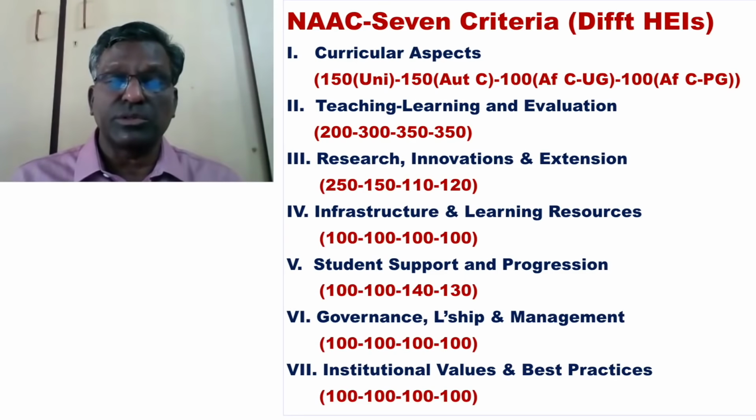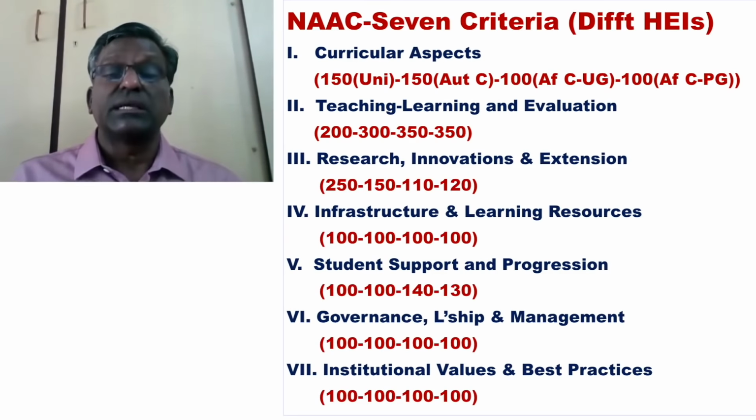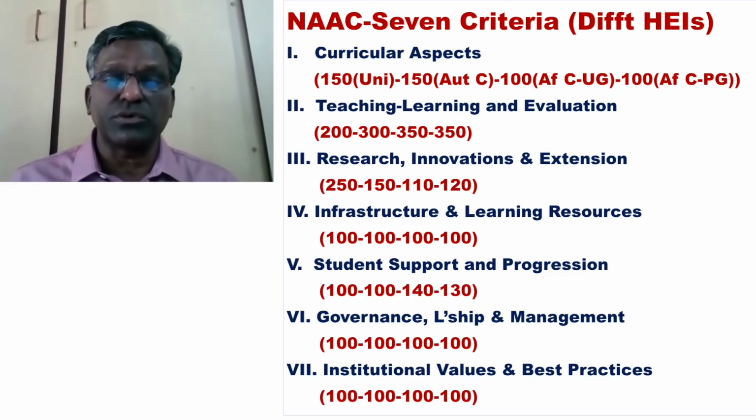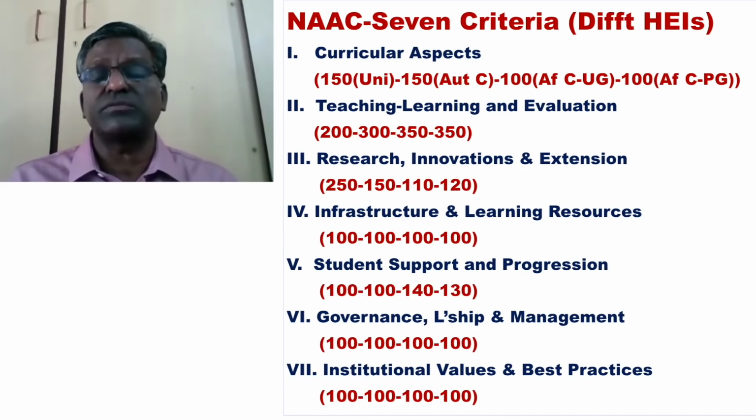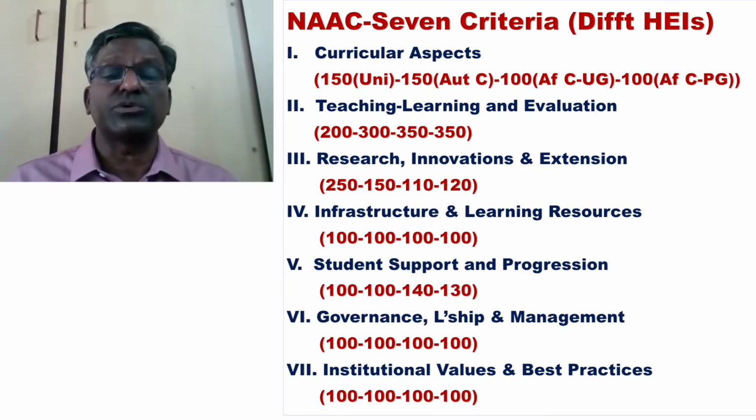And when we talk about the weightage, we realize that the same weightage is not given to all the 4 kinds of institutions. And what are the 4 kinds of institutions? We have universities, we have autonomous colleges, we have affiliated colleges which offer only UG programs, and we have affiliated colleges which offer PG programs, both UG and PG. So the criteria remain the same, but the distribution of weightage is different.